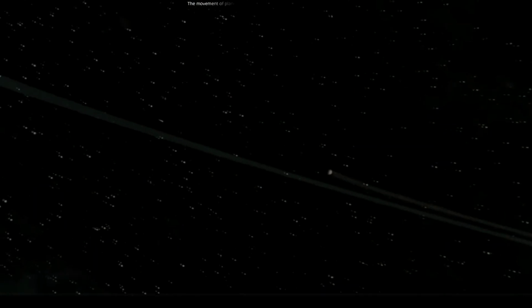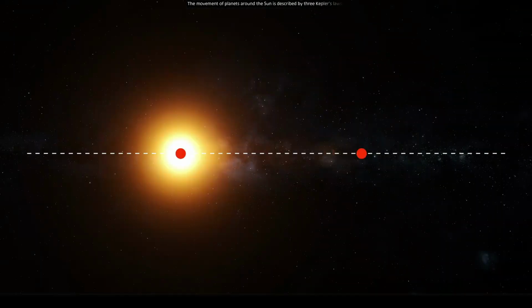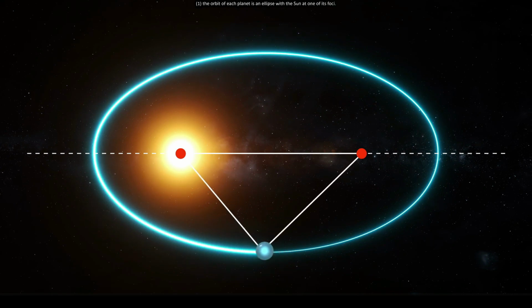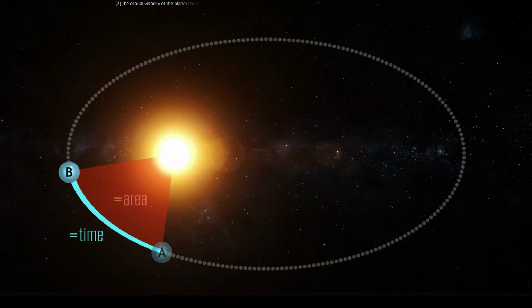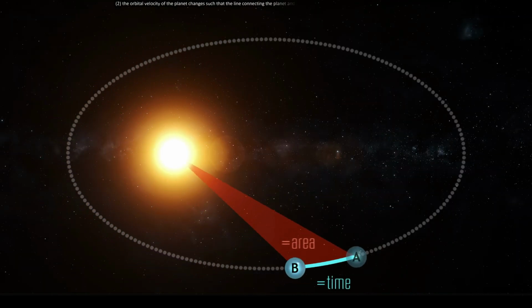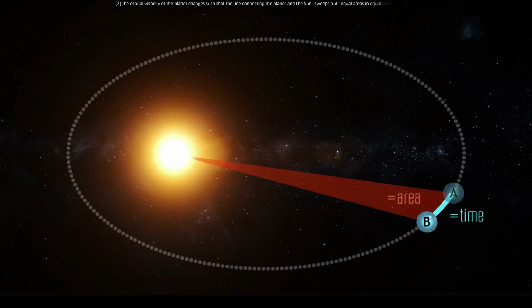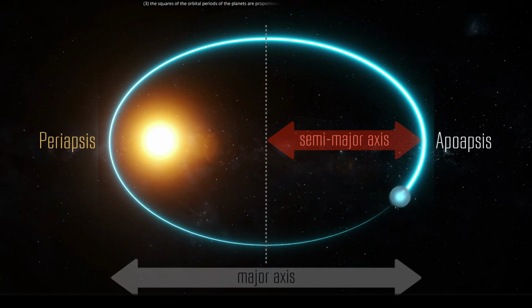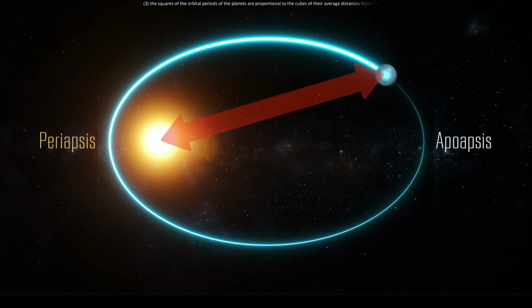The movement of planets around the Sun is described by three Kepler's laws. 1. The orbit of each planet is an ellipse with the Sun at one of its foci. 2. The orbital velocity of the planet changes such that the line connecting the planet and the Sun sweeps out equal areas in equal intervals of time. 3. The squares of the orbital periods of the planets are proportional to the cubes of their average distances from the Sun.